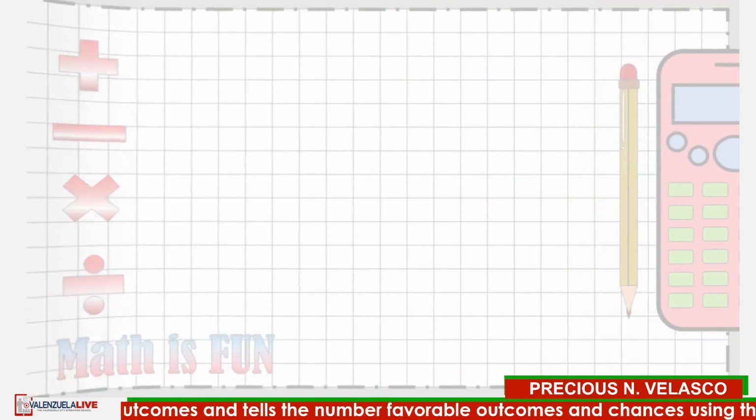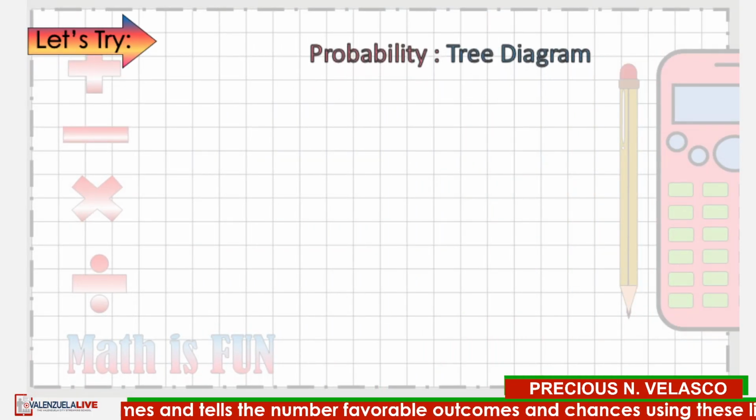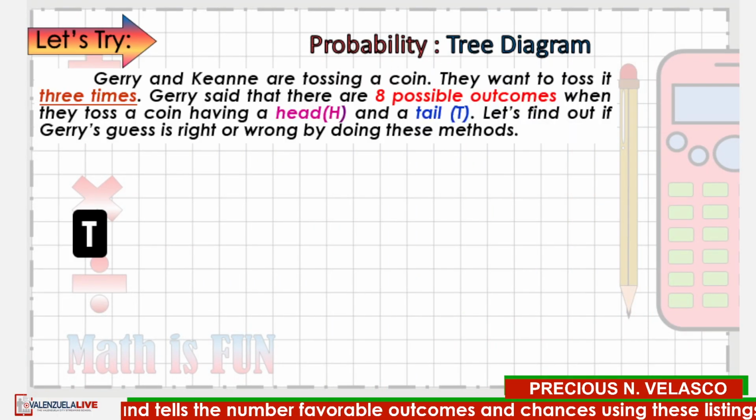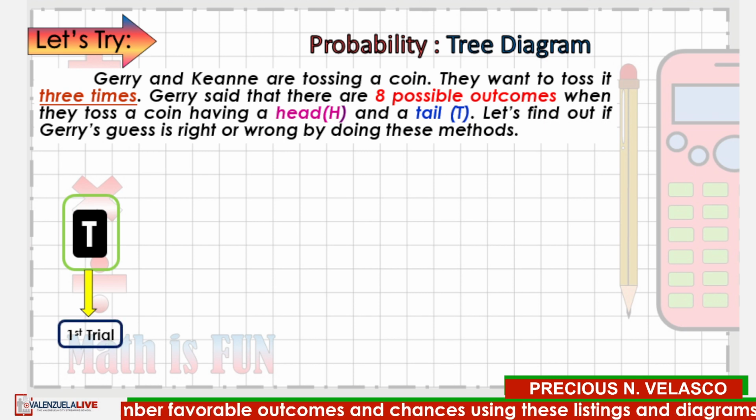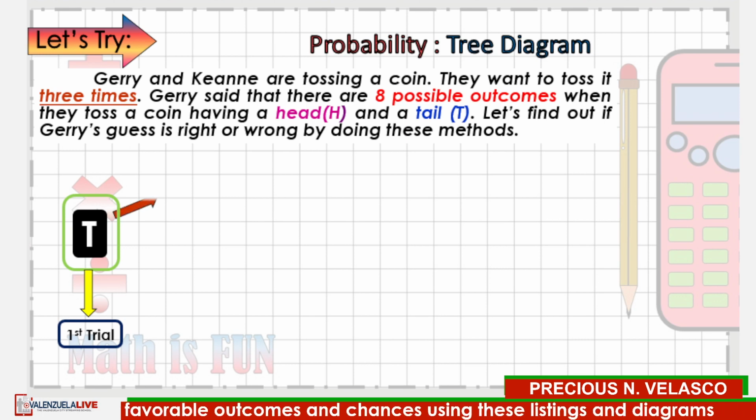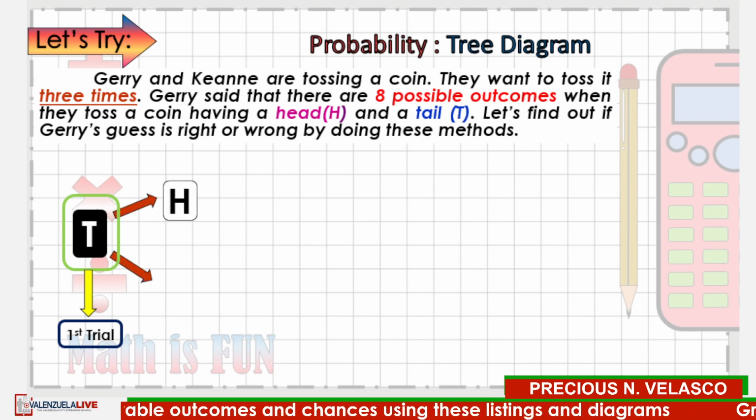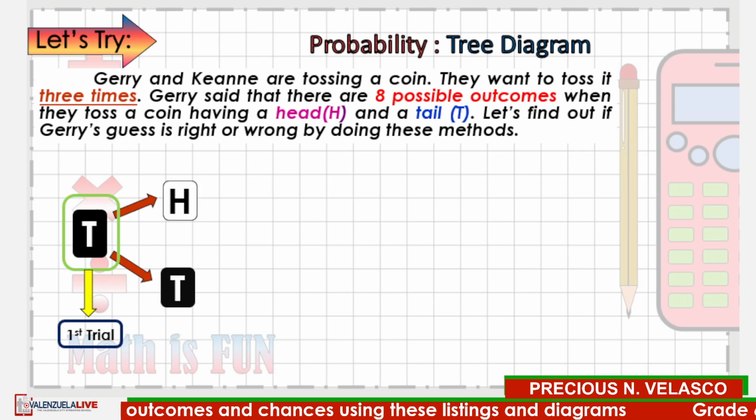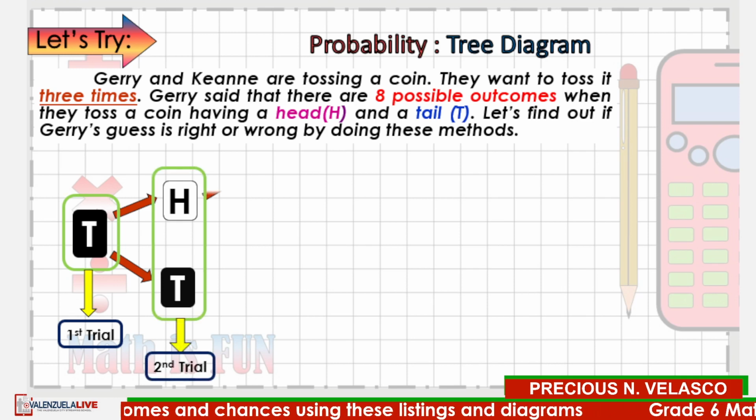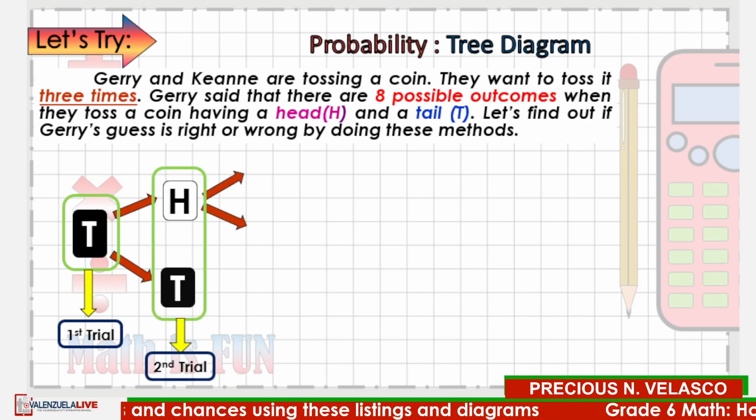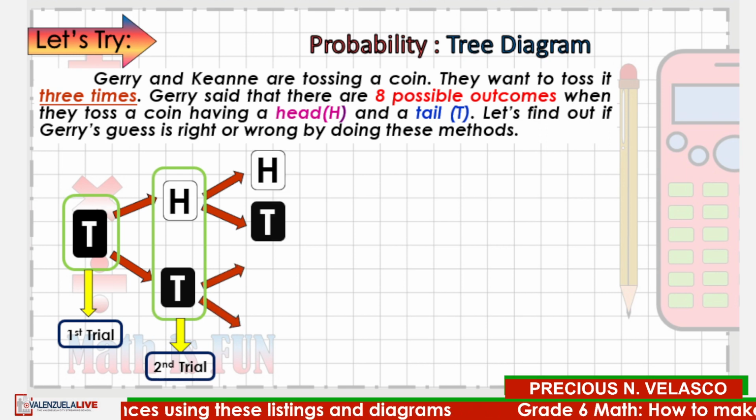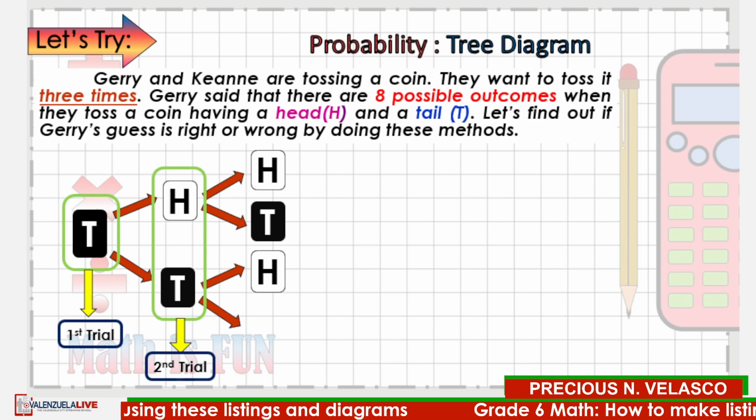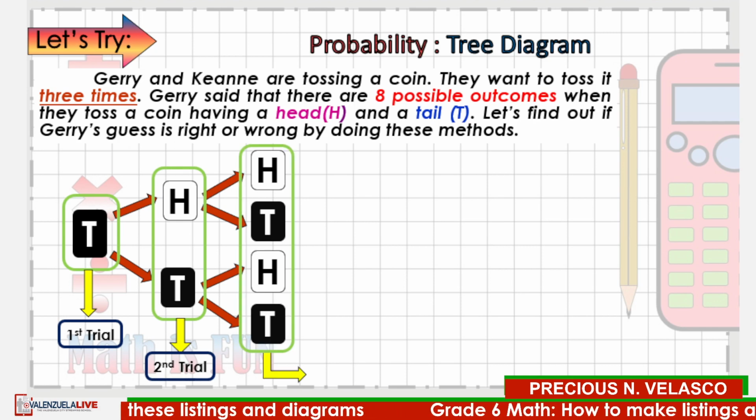Next, how about if the coin is tail. For the first trial, the outcome will become tail. And for the second trial, it can be a head or a tail. For the third trial, for the head, it can be head or tail, and for the tail, head or tail.